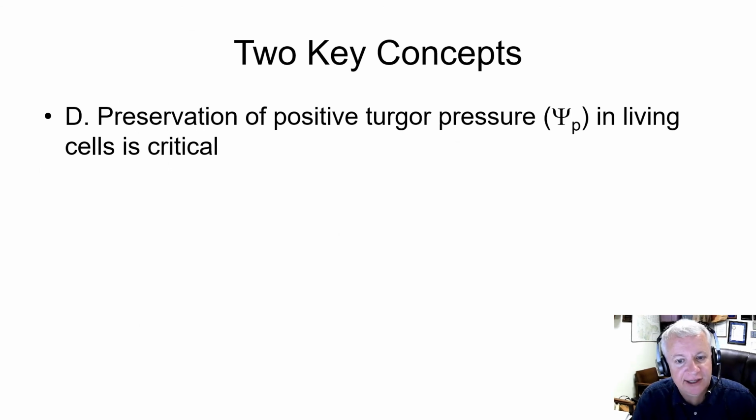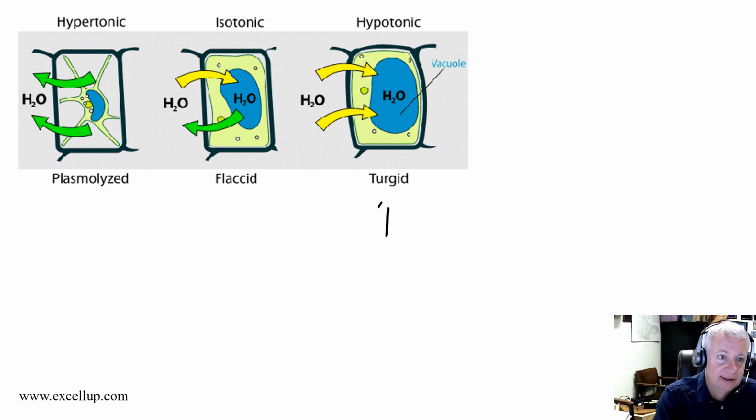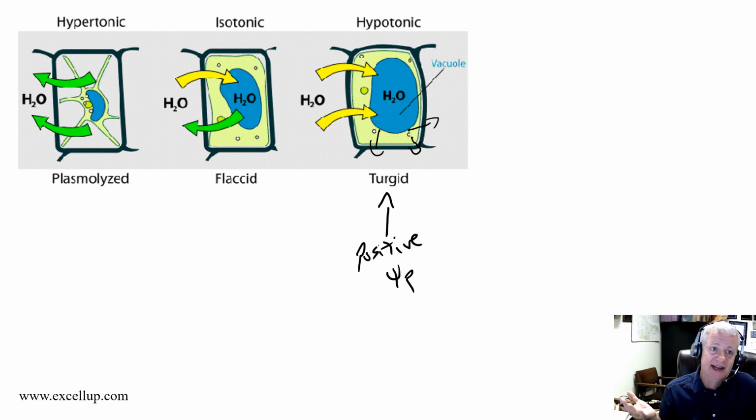I just want to make a couple of points here at the end of this section that are really important to keep in mind when we're thinking about the interaction of all these factors in the water relations of trees. The first is that preservation of positive turgor pressure, the psi p component, in living cells is critical. When we think about a living cell, that cell must be turgid. It must have a positive psi p in order to live. That's because that positive turgor pressure presses that cell membrane against the cell wall and allows that cell to be connected to adjacent cells.